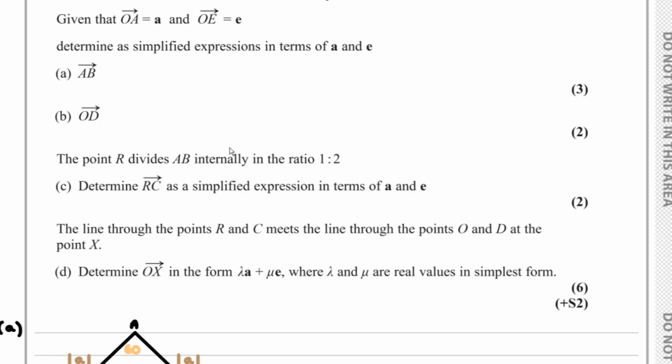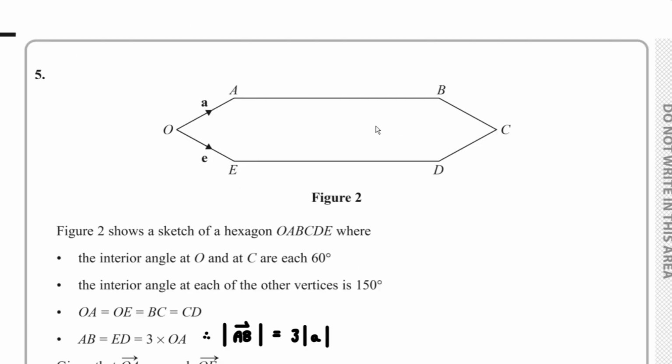The point R divides AB internally in the ratio 1 to 2. Part C, determine the vector RC as a simplified expression in terms of A and E. So what this is saying is we've got some point R on this line here, and we need to go from R to C. So we can go from R to B and then B to C, and that will be the vector RC.